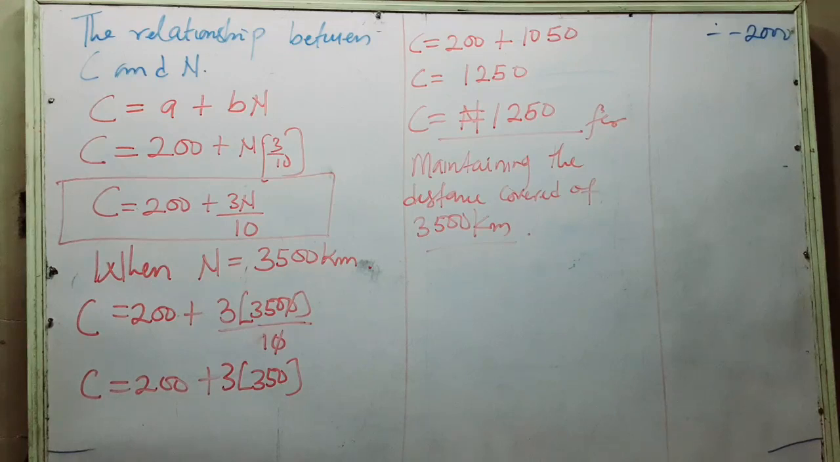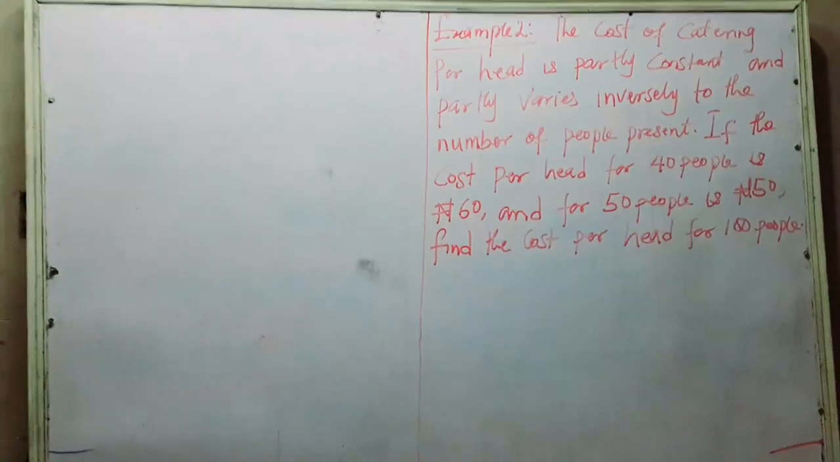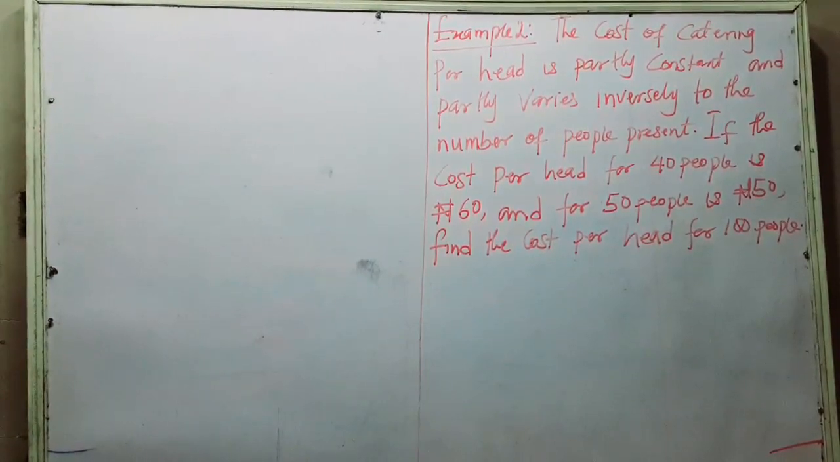So let's have another example to see another way variation can be set in an exam. This is example 2. The cost of catering per head is partly constant and partly varies inversely to the number of people present. If the cost per head for 40 people is 60 Naira and for 50 people is 50 Naira, find the cost per head for 100 people.